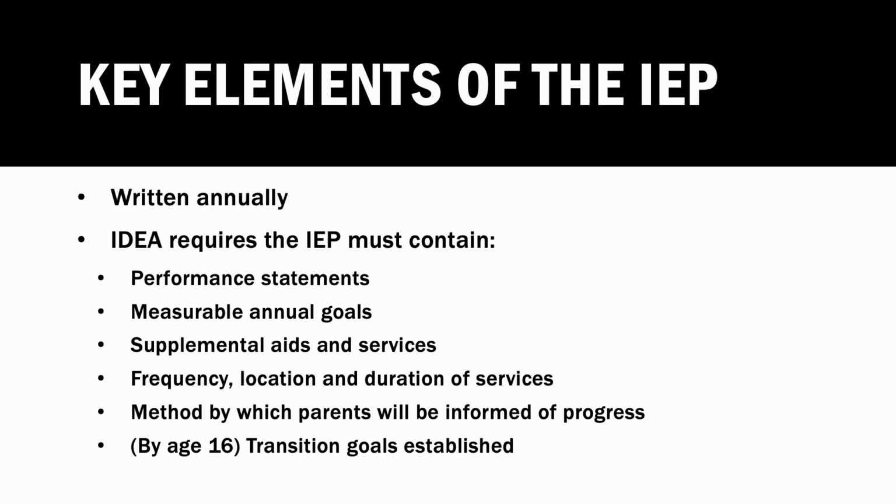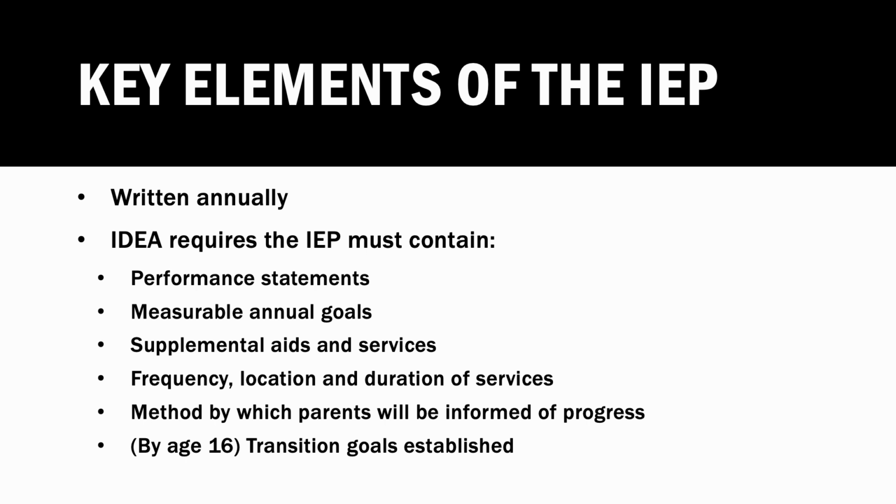Also the method by which parents will be informed of the child's progress. So will parents be given progress reports three times a year at the trimester, quarterly at semesters? Will they be given them every month? That's up to you and the team to decide how often parents will be given informed progress in a more formal way. And then if they're at age 16 or higher, you also need to have transition goals established in the IEP.